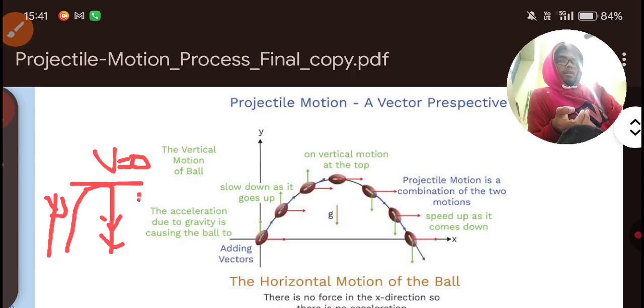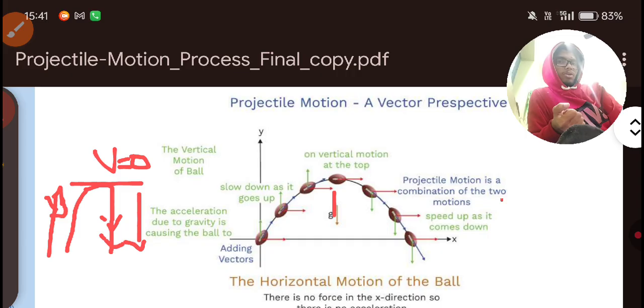Decreasing, then increasing. Velocity will be increasing here and then here. After it becomes zero, then this velocity will decrease. It slows down as it goes up in vertical motion. At the top, here is where our vertical velocity will become zero. This is known as gravitation, which is happening under gravity.